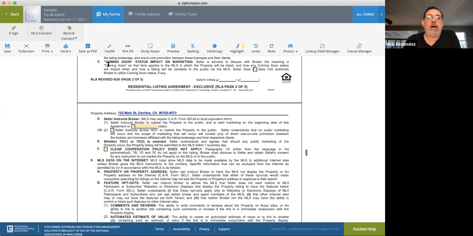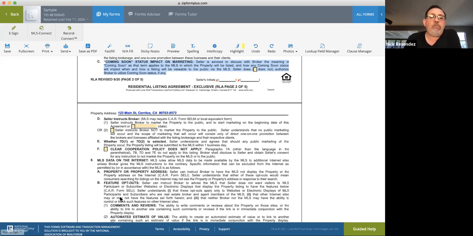Next is a paragraph on coming soon, and it basically just discusses that there is a coming soon status and the fact that it will be viewable to the public, but cannot be shown in the status of coming soon. And we're just letting them know, do you want to use that as a method to market your property? Many agents will say, well, as we're prepping the home for sale, we'll put it as coming soon, get people excited about it, and then when we flip the switch and go active, then boom, we will launch back into showing the property.